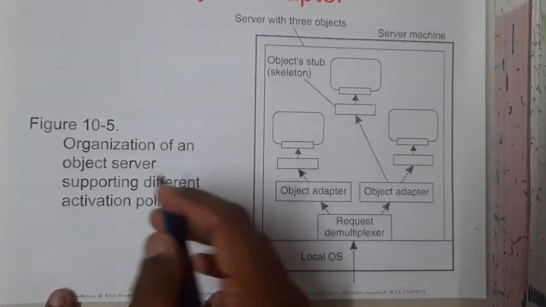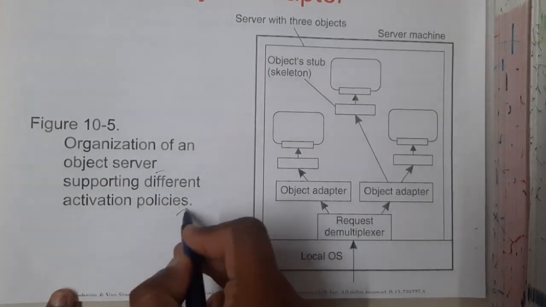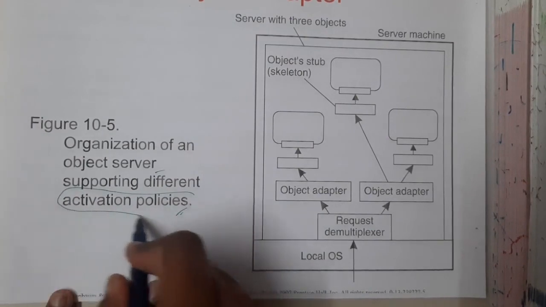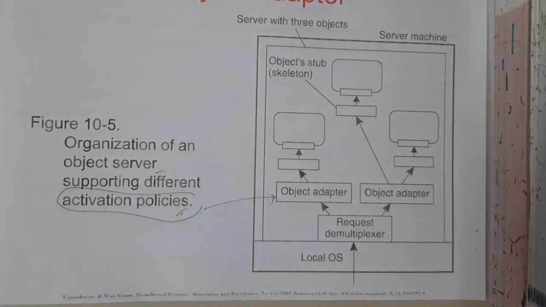Here it is also written: organization of an object server supporting different activity policies. Activity policies are indirectly called object adapters. If it is stored in a class, we call it an object adapter.